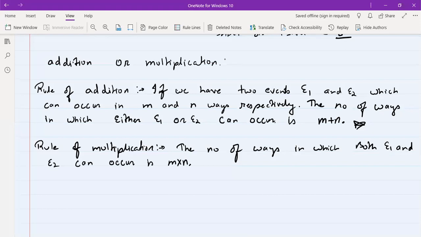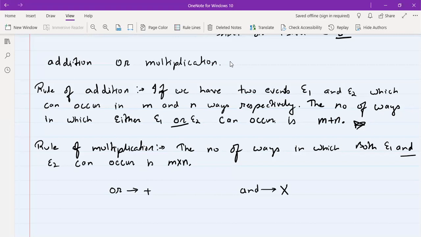Okay. So if you observe, right? Yes, Navya, it is related to probability also. Here we have the word or, and here we have the word and. So if we have the word or, then addition. If we have the word and, then multiplication.